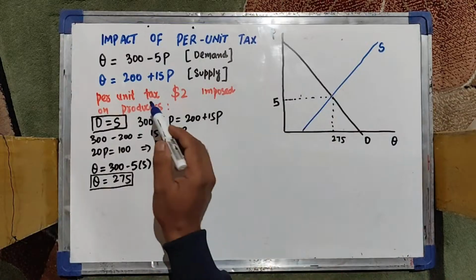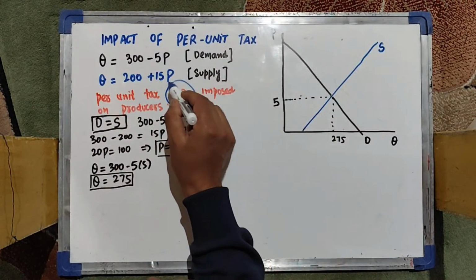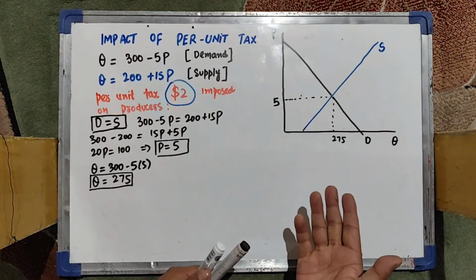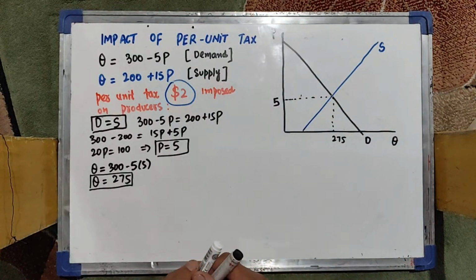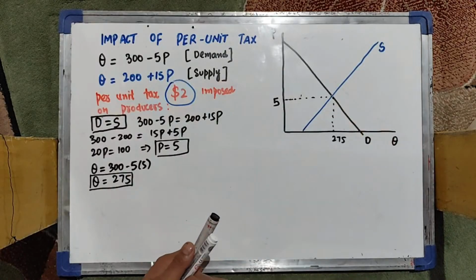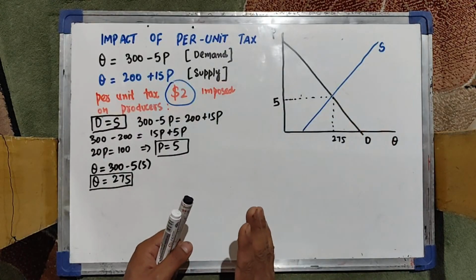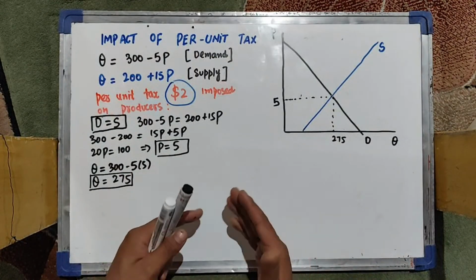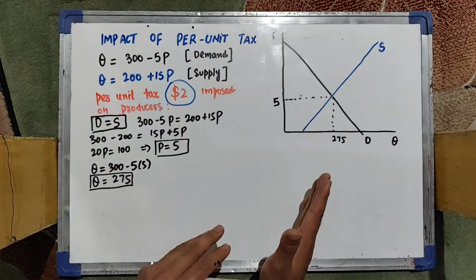Now what is happening here? The government imposes a per unit tax of $2 on the producers. What will be the impact of this tax? Now it is pretty simple. What will this per unit tax do? Tax will affect the supply side of the market.